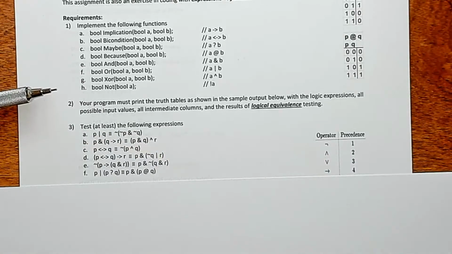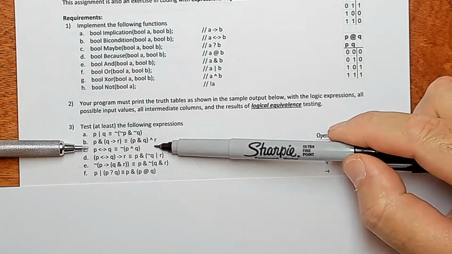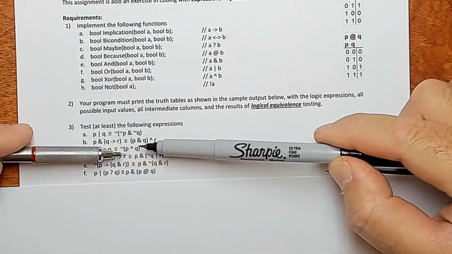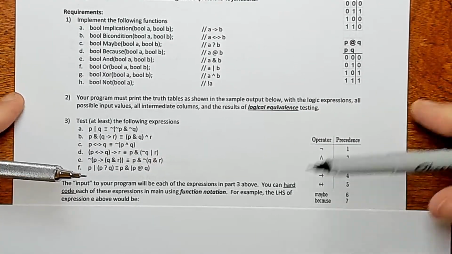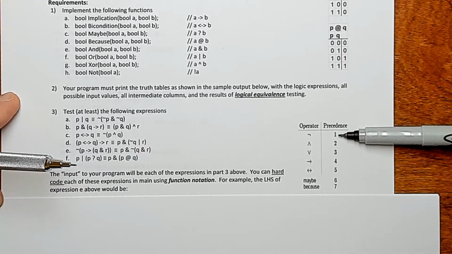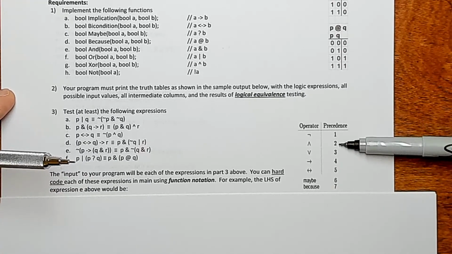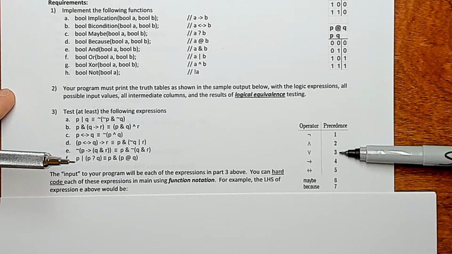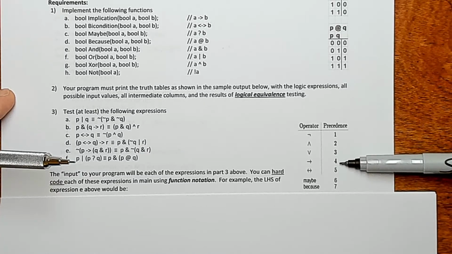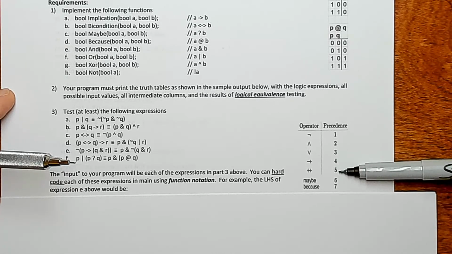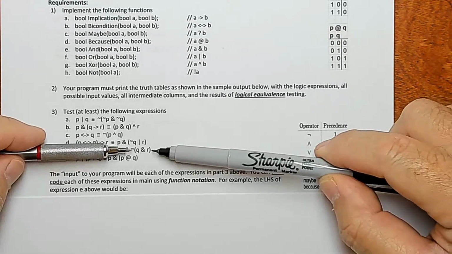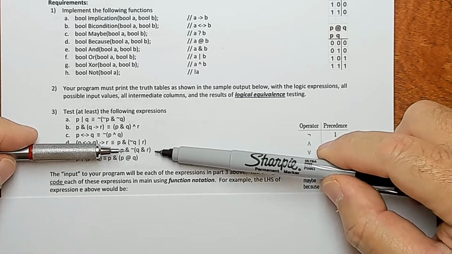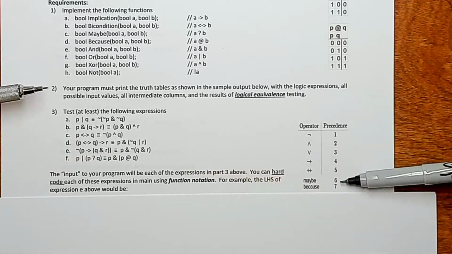I want you to write a program that does that for all of these expressions, left-hand side and right-hand side. So I've given you some rules of precedence. We already know that not has highest precedence, and then and is next in precedence, and then or has the next in precedence. So I've given you the precedence here of implication, that would be next, and then bicondition would be next, and then maybe, and then because. So when you're not given explicit parentheses around things to indicate precedence, then use these rules of precedence here.